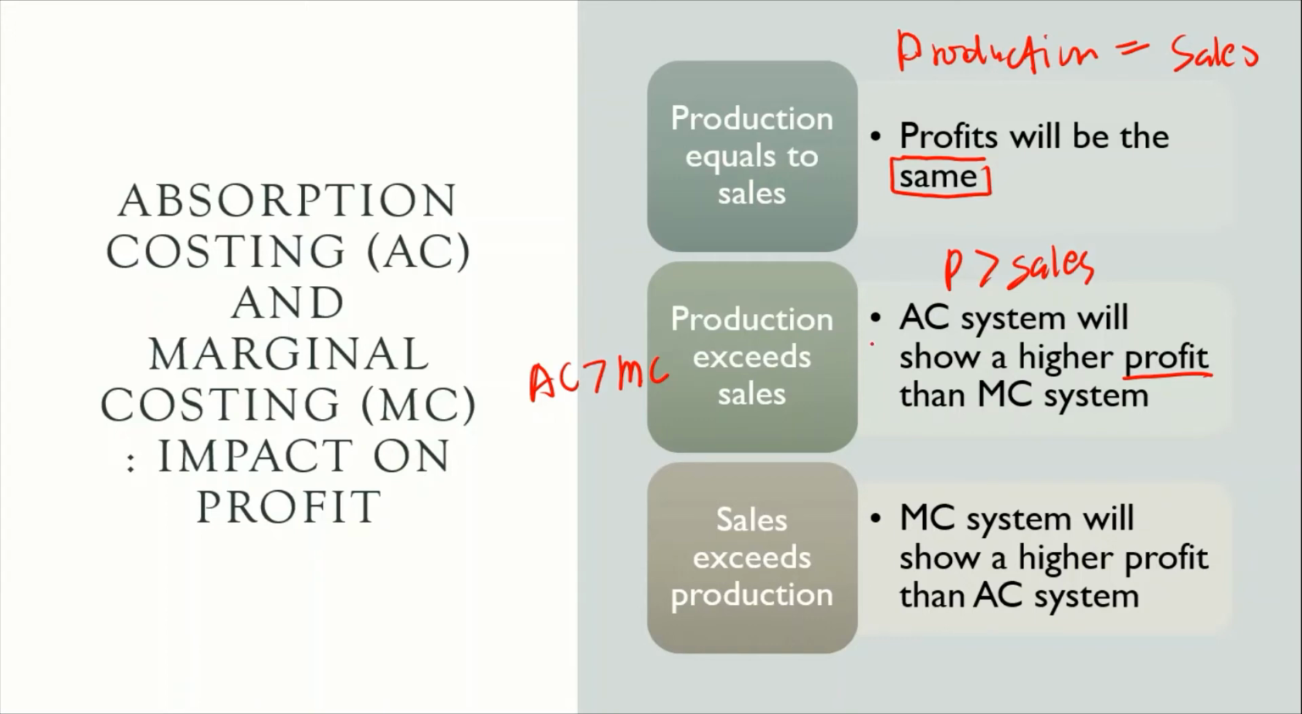Okay, the last situation would be when sales are bigger than production. When this happens, the profit of MC would be bigger than AC. Okay, so this is the situation between the two methods.